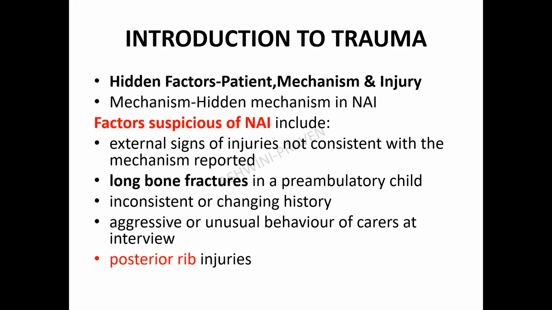Or, as I told, there will be consistently changing history from the parents or unusual behavior of the caregivers at the time of history taking. And most important, posterior rib injuries. Please note it down. Posterior rib fractures occur because of continuous slapping or continuous beating of the child. Those can give rise to suspicion of non-accidental injuries.